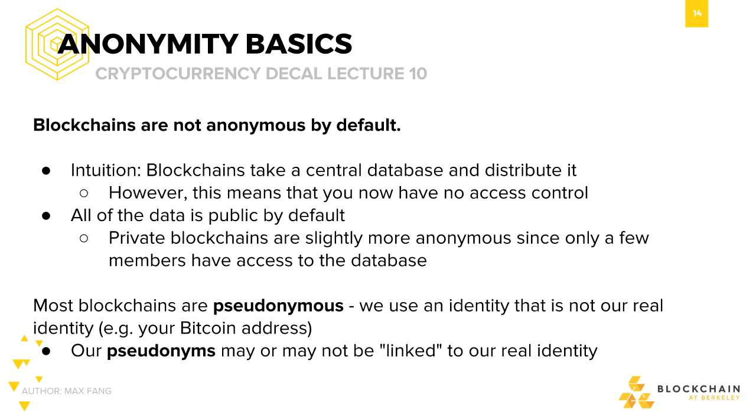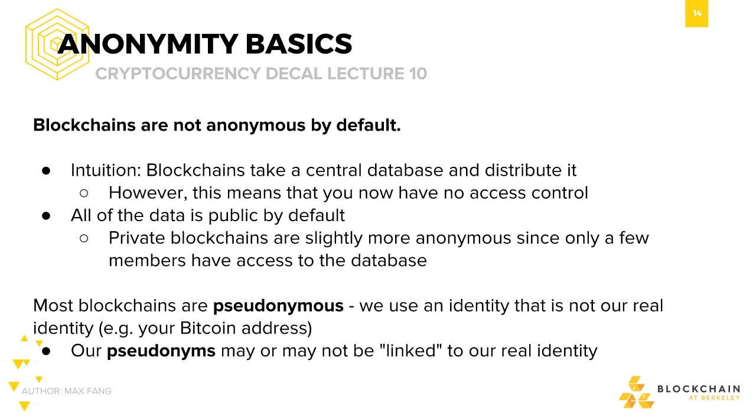doing is you're taking some database where in a central location you can have access control and guard access to it, and you're distributing it to now where everyone has a copy of this database and can now read their own copy at will. So all the data in the blockchain is public by default. So in addition to that, blockchains aren't anonymous, they're pseudonymous, meaning we use pseudonyms on the blockchain.